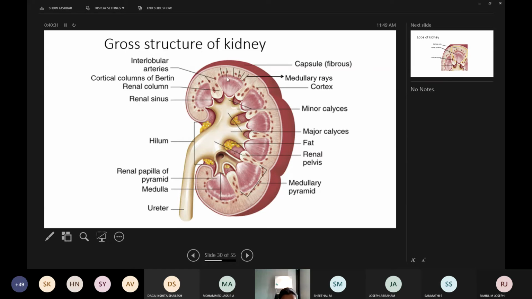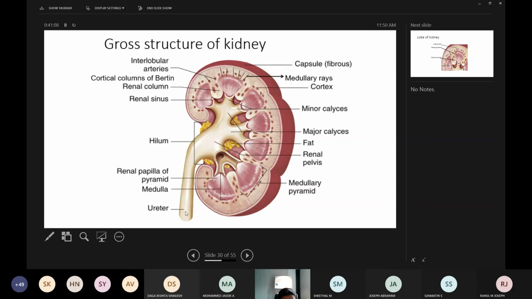From the medullary rays, they pass through the renal pyramids, then into the minor calyx. Numerous minor calyces, these are the cup-shaped structures. Two to three minor calyces join and form one major calyx. So around 7 to 9 minor calyces will be there in the kidney. These are cup-shaped. Two to three major calyces join and form the renal pelvis. This is renal pelvis.